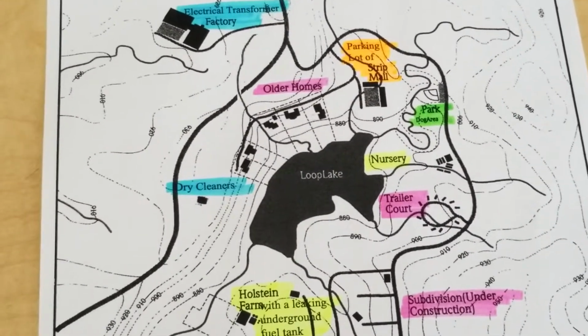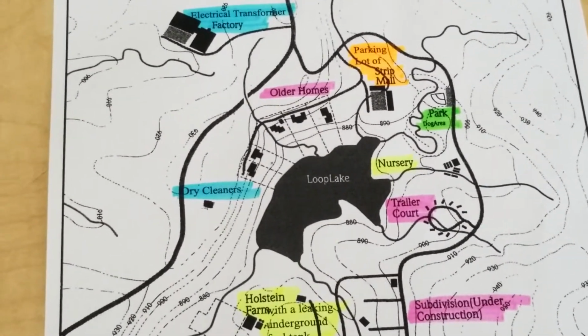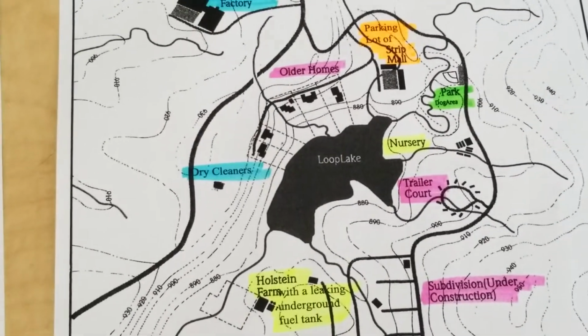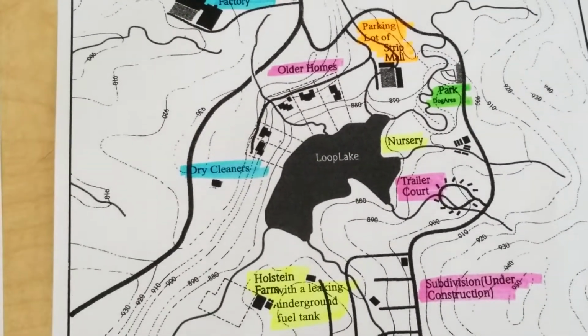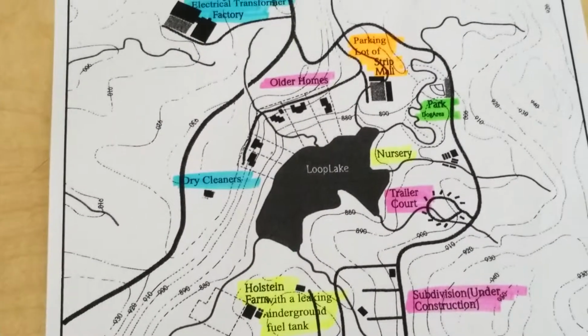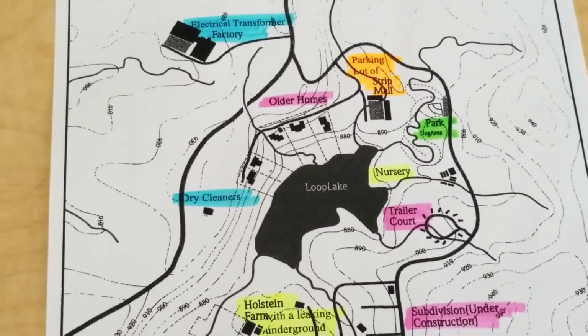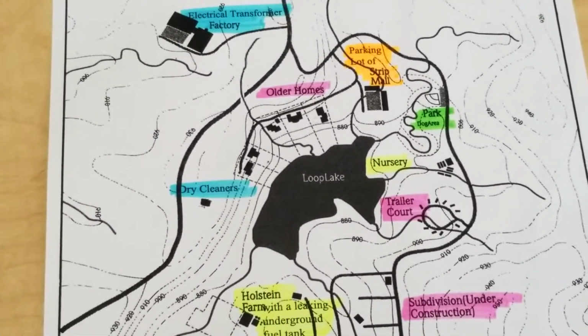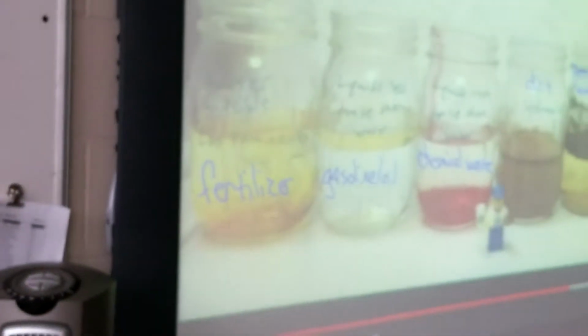Okay, parking lot of a strip mall. That one most likely is going to be a gasoline or oil concept. It could just be sediment, dirt. The subdivision under construction, dirt could come out of there as well. So we want to go ahead and take a look. Probably going to use gasoline or oil.